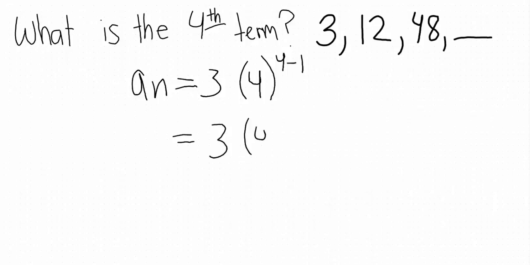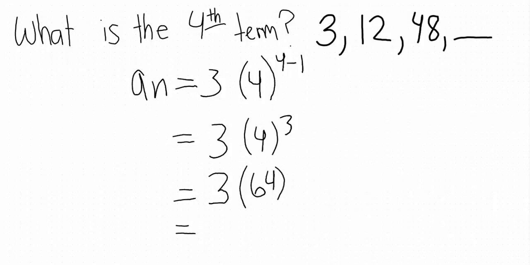3 times 4 to the power of 4 minus 1, which is 3. It's going to equal 3 times 64, which is 192. The fourth term equals 192.